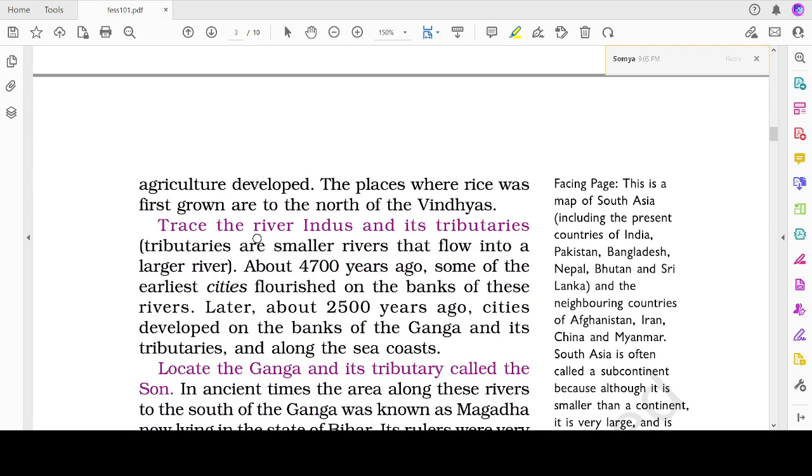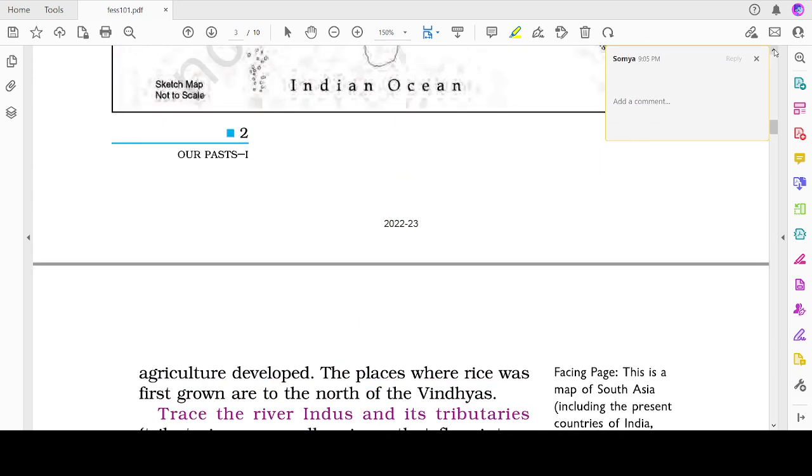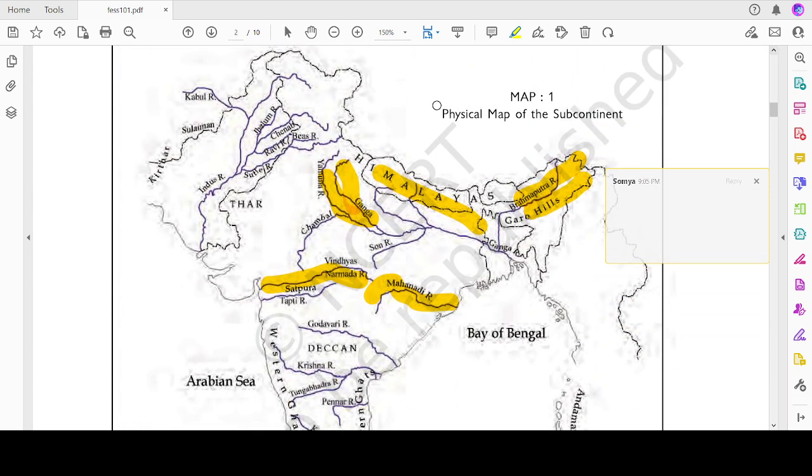It is mentioned here, trace the river Indus and its tributaries. Tributaries are smaller rivers that flow into a larger river. If you can see here in the map, this one is the Indus river. Tributaries are actually the small rivers which join the main river. We can see the Jhelum, the Chenab, the Ravi, Satluj, Beas. They all are joining the Indus river. So those are the tributaries of the Indus river.